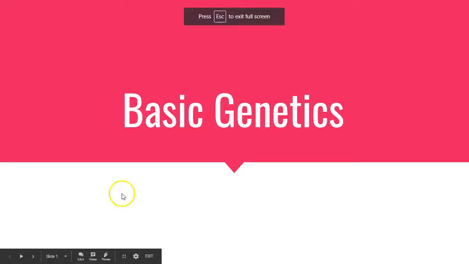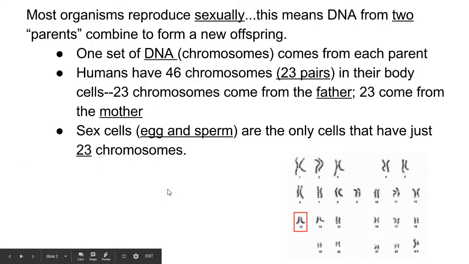So we're just going to go over the basic genetics. Alright, first thing, make sure you're filling in your blanks as you go through this. Most organisms reproduce sexually. This means the DNA from two parents combine to form a new offspring. Now, of course, we're focusing mostly on humans, but this happens in other organisms as well. This just means that for the cells that create the new offspring, you've got one part from two different parents. Okay, so two different parent cells.